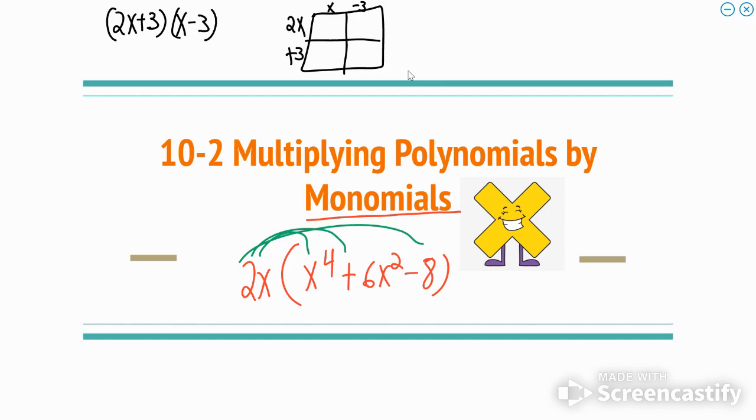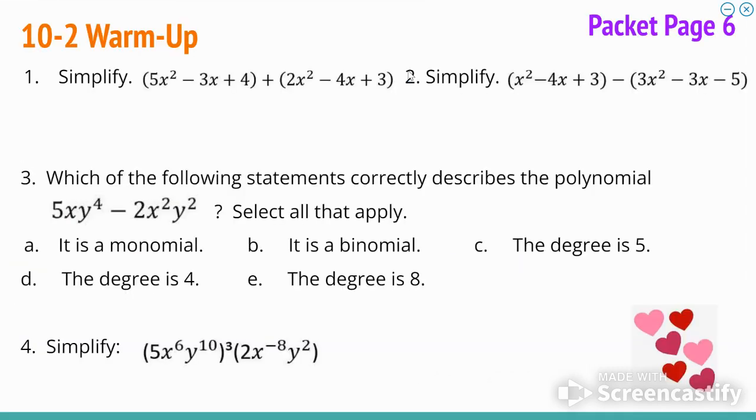All right, so first, let's go through our warm-up for today. So this could be found on packet page 6. So we have some addition problems and a subtraction problem. So when we talked about addition on Wednesday, you see that we have 5x squared minus 3x plus 4 plus 2x squared minus 4x plus 3. Okay, one way we could do this is just stack our like terms on top of each other. All right, so this first polynomial is 5x squared minus 3x and plus 4. All right, the second one here in red, we could stack right on top. So it would be 2x squared minus 4x plus 3.